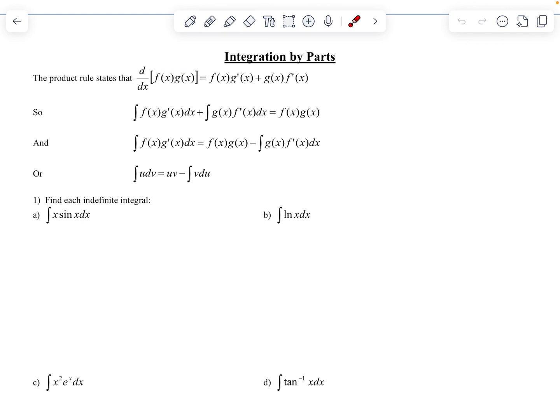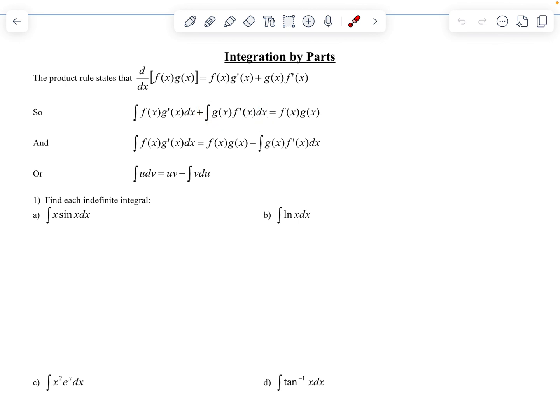And the question is, well, what happens if we integrate both sides of this? If you integrate the derivative, you just get back what you started with, f of x times g of x. When you integrate this, you get the integral of the first piece plus the integral of the second piece. Let's move this integral to the other side.